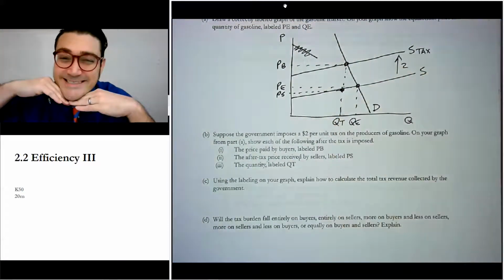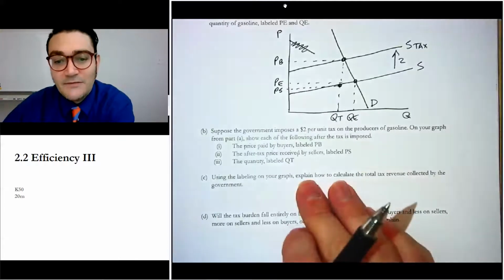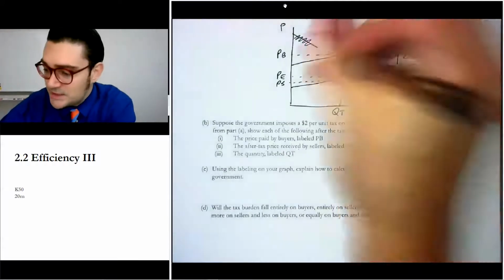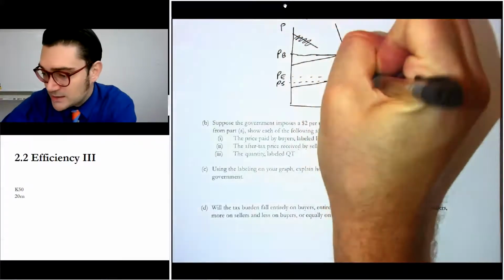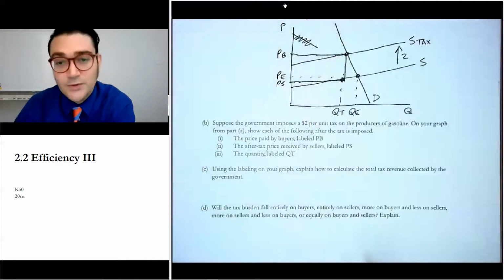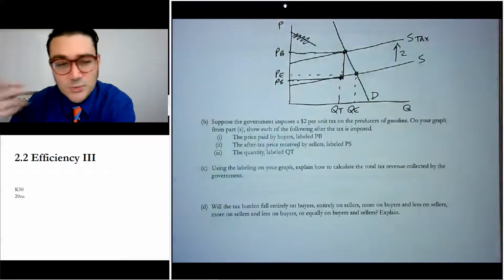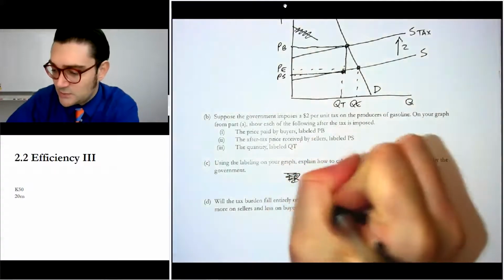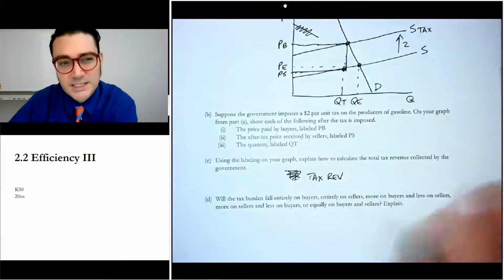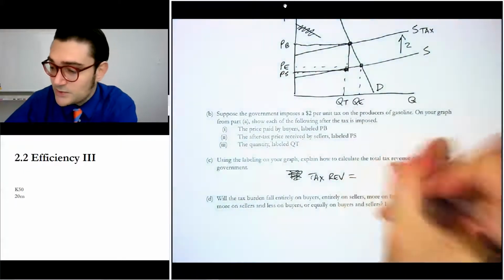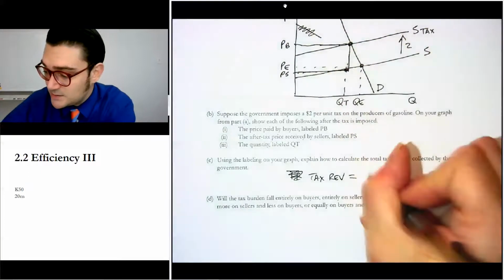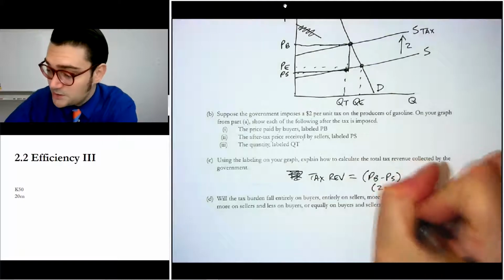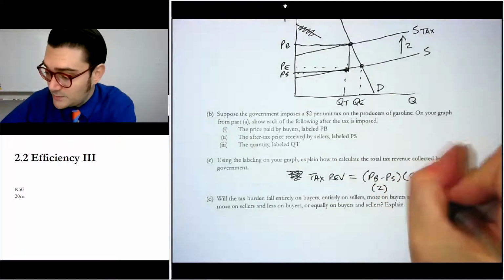Using the labeling on your graph, explain how to calculate the total tax revenue collected by the government. So this area, this box, is the total tax revenue. Now, we have to use the labels on the graph, so we just write an algebraic equation to say tax revenue. I don't want to use TR because that's total revenue. Tax revenue is equal to PB minus PS, or you could say 2 if you wanted, because we know it's 2, times QT.